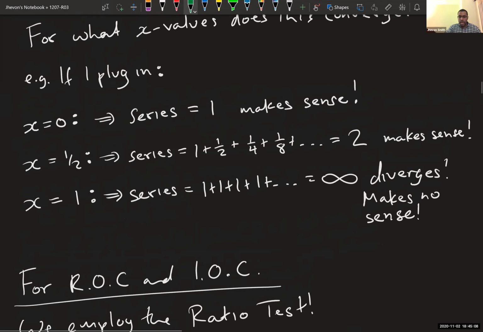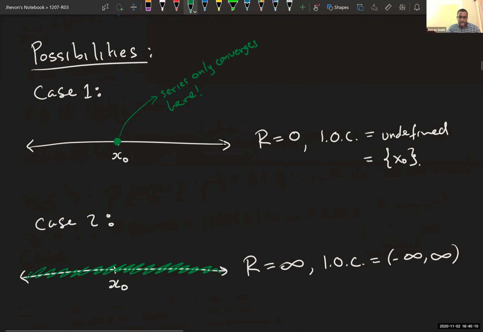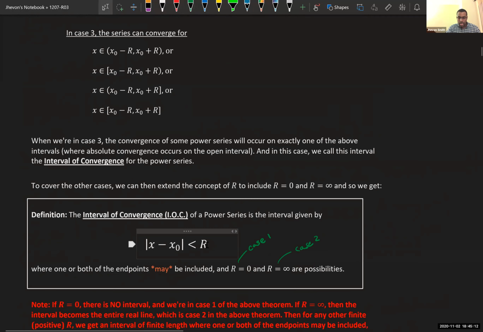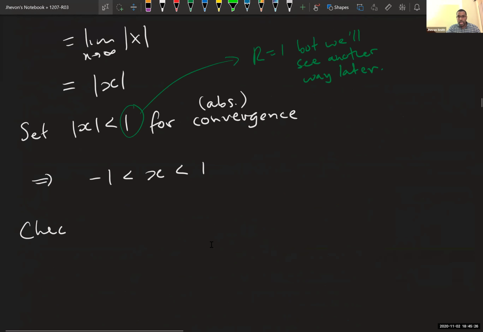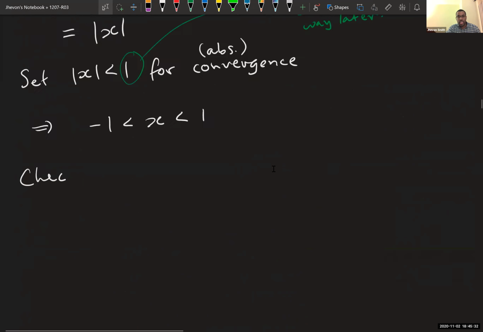Because my r is defined as the number that I bound the interval by, right? So the absolute value of x minus x naught is less than r. Here my x naught is 0. So this just becomes the absolute value of x less than some number. It's less than 1, so r is that number. R equals 1. But we'll see another way to determine that later on. For now, just notice that this is the interval where we have absolute convergence. What we're going to do is check the endpoints.